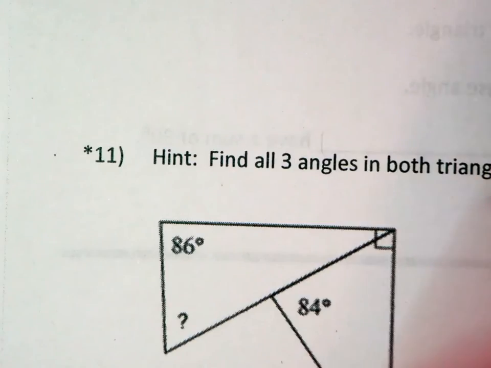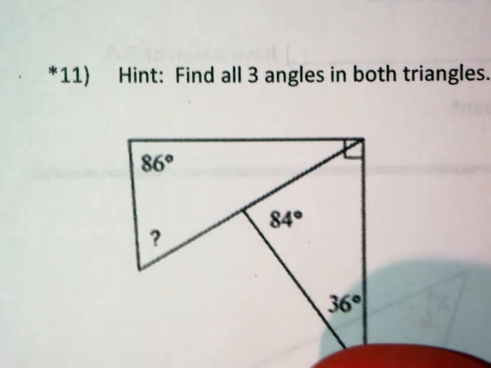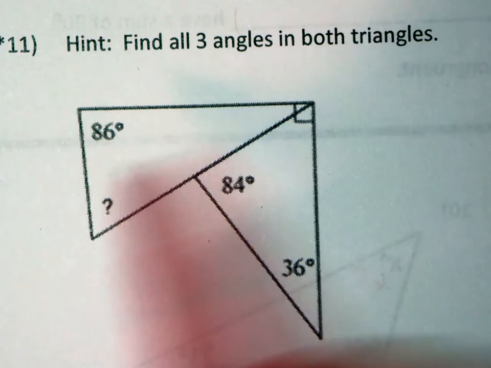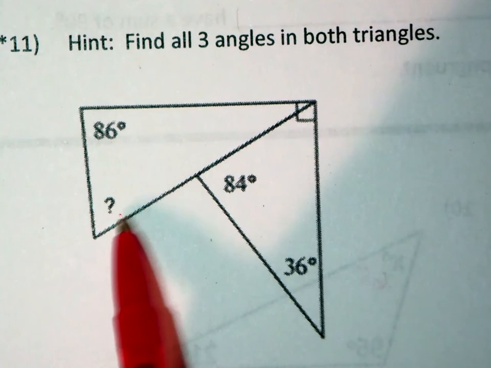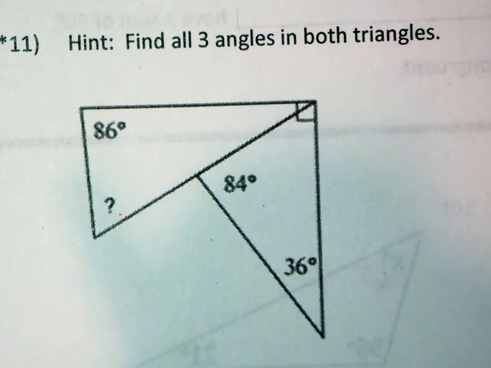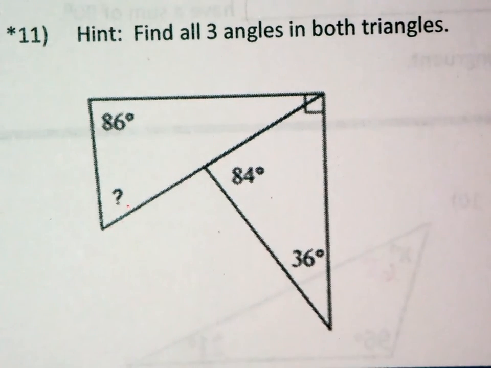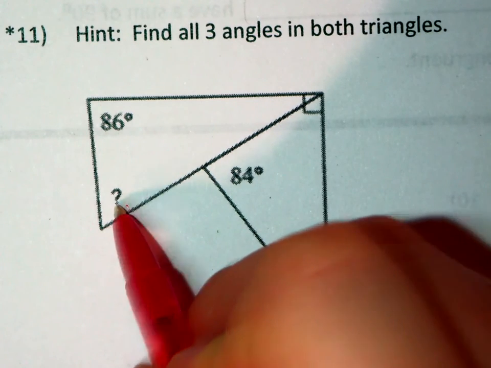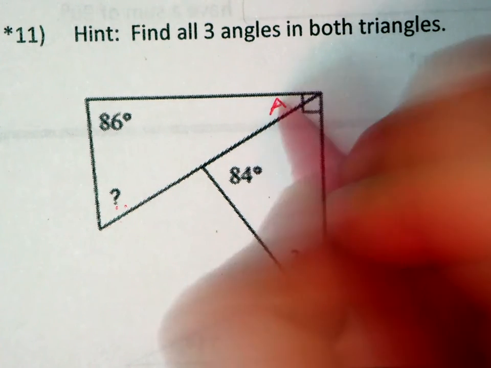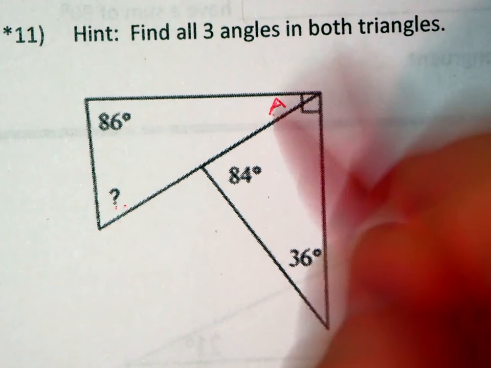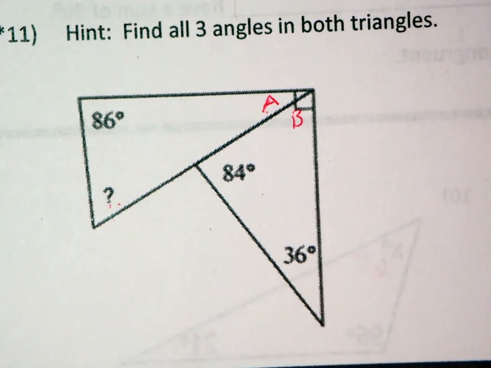On the back side, I'm going to do one of what I like to call puzzle problems, because you have to work on finding more than just what you're looking for. In this particular problem, number 11, I gave you a hint, but I need to find a lot more information in order to get to that question mark. One way of doing that would be to work backwards. In order for me to figure out the question mark, I would need to know this angle here, A. Well, I can't find A without knowing B.